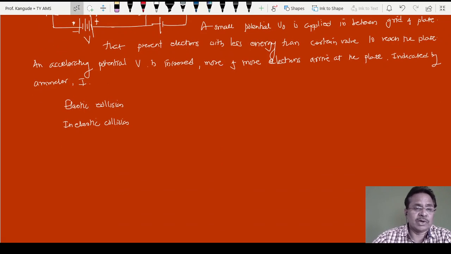Okay, so we'll plot this. Remember, there are elastic and inelastic collisions taking place. These particular things make a very large difference, and that's why we get a particular pattern, where the accelerating potential versus plate current graph is shown by a particular curve. We'll plot this later on. Before that, we have to write something here.